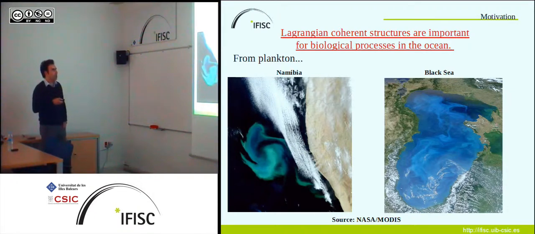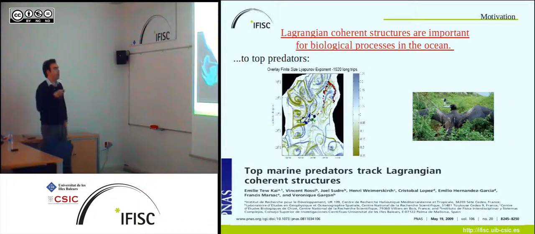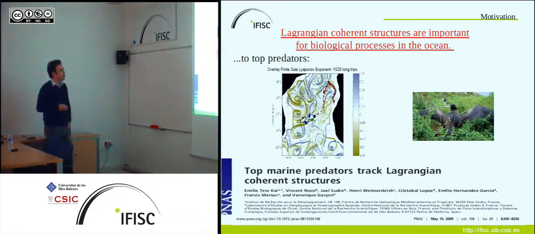But besides plankton, and since the plankton is related to a whole trophic chain of living organisms, we also believe that the Lagrangian coherent structures are important at higher trophic levels, including the top. So in the case of top predators, I can show you here the results of a very interesting and, in my opinion, important study that was partially done here by Cristobal and Emilio, that shows that these birds, these frigate birds that are top marine predators, they also follow Lagrangian coherent structures.